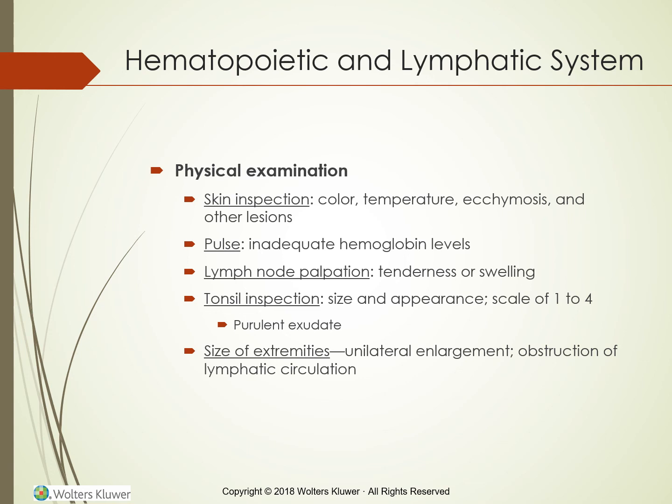Purulent exudate on the surface of the tonsil suggests tonsillitis. The nurse examines the extremities to determine if they are similar size. Obstruction of lymphatic circulation can cause unilateral enlargement.